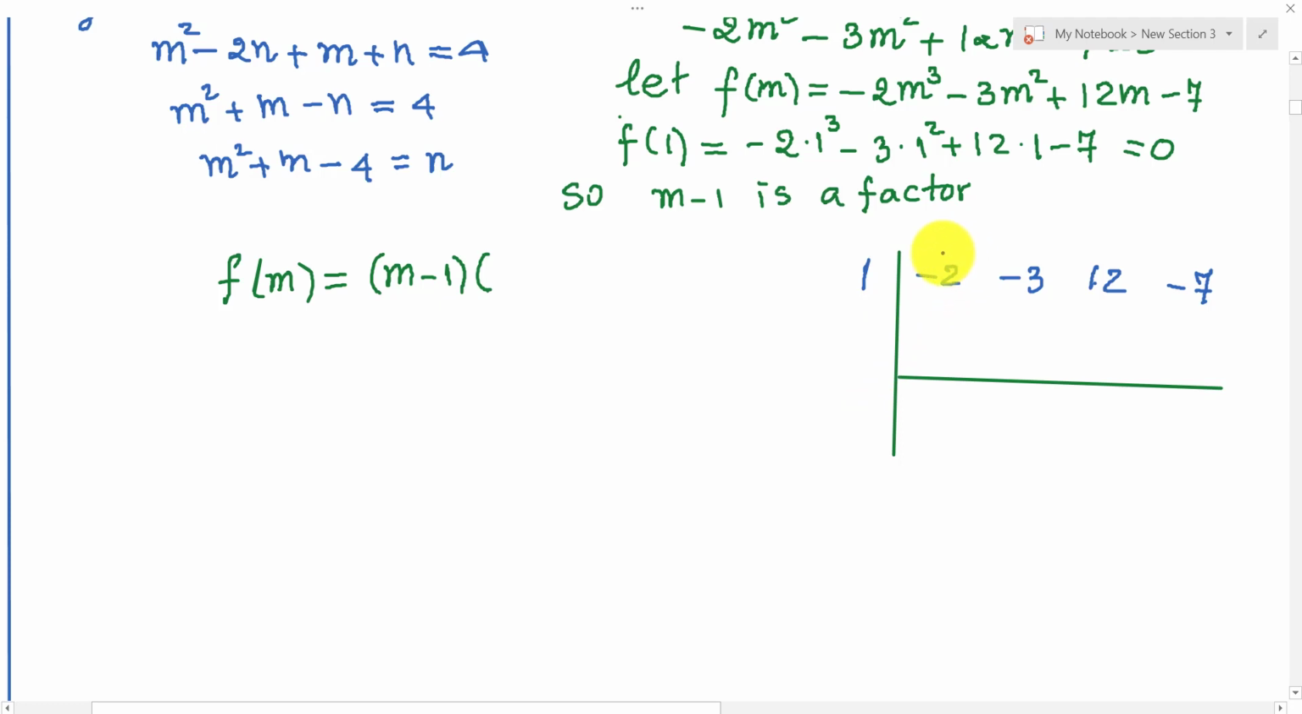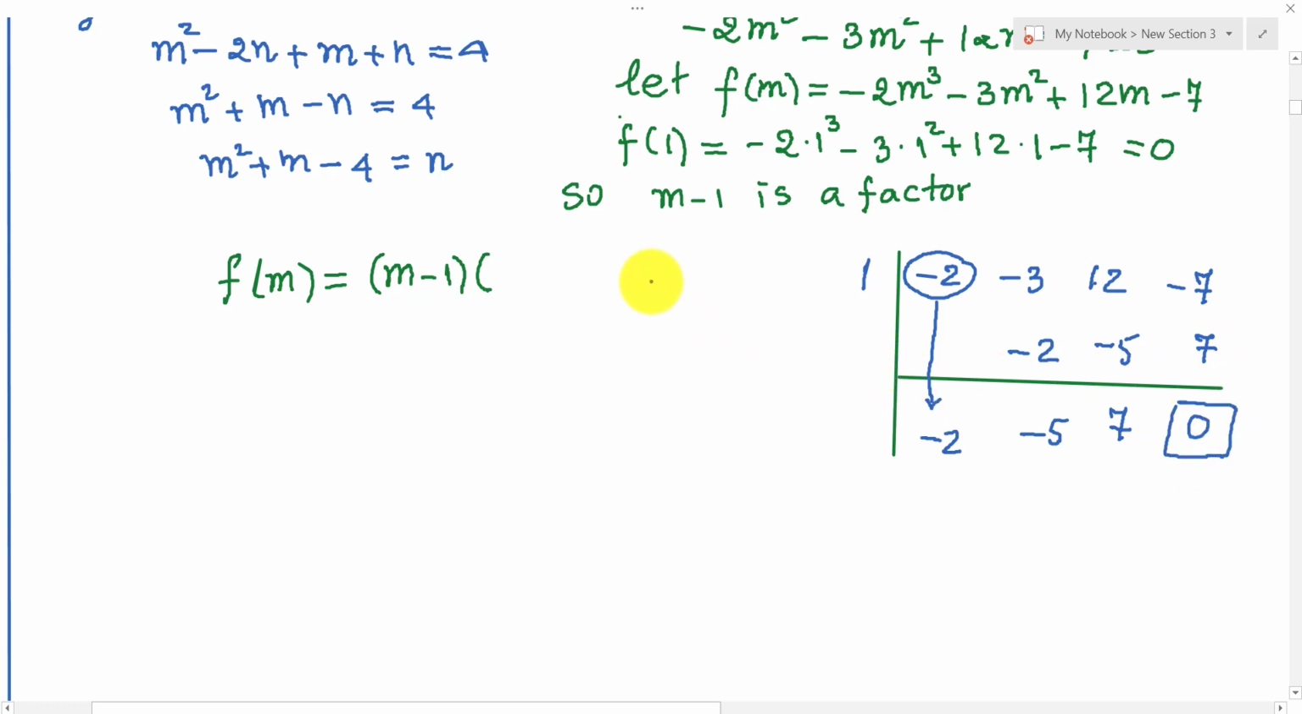Okay, so now I take minus 2 down. We get minus 2 and we multiply minus 2 with 1. We get minus 2 and we add it. We get minus 5 and then we multiply minus 5 with 1. We get minus 5 and we add 8, we get 7, and we multiply by 1, we get 7, and we add 8, we get 0.